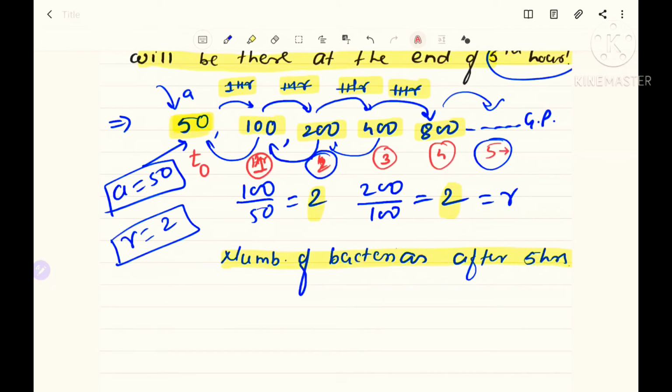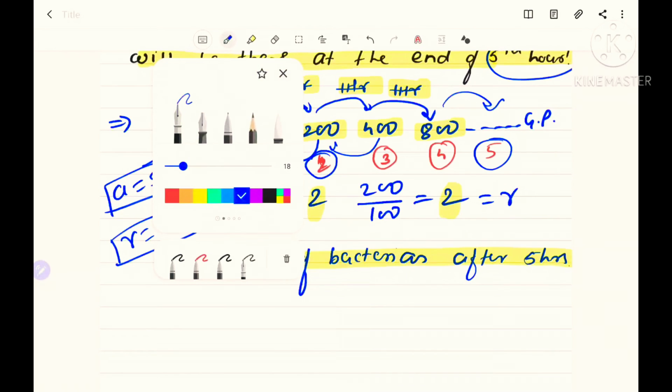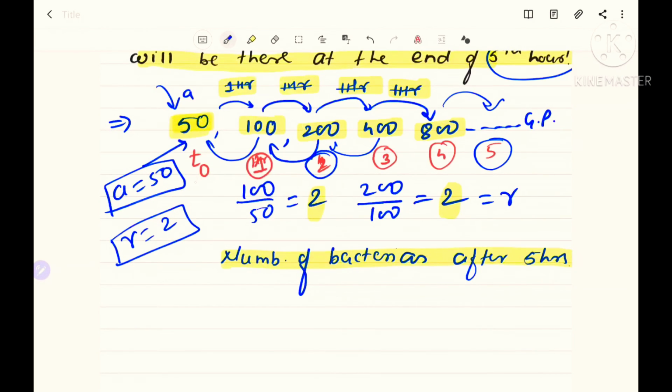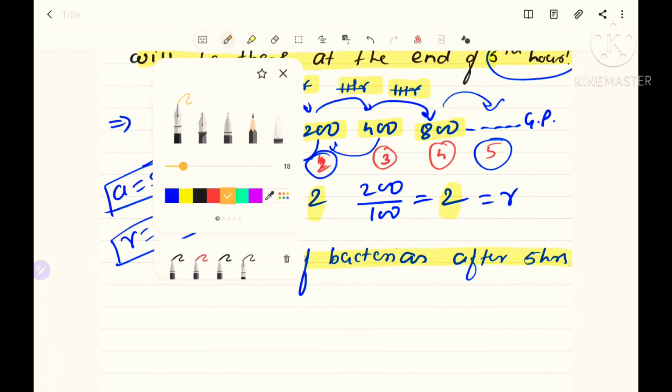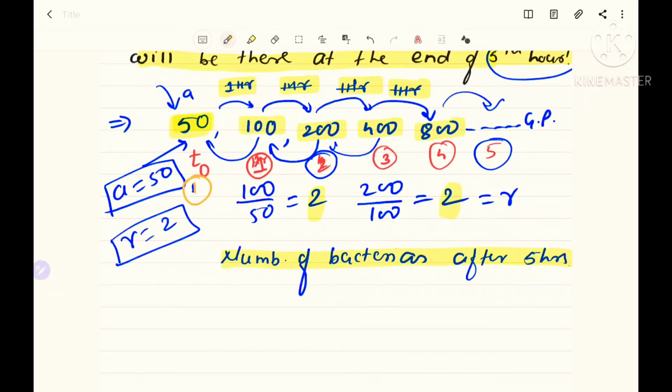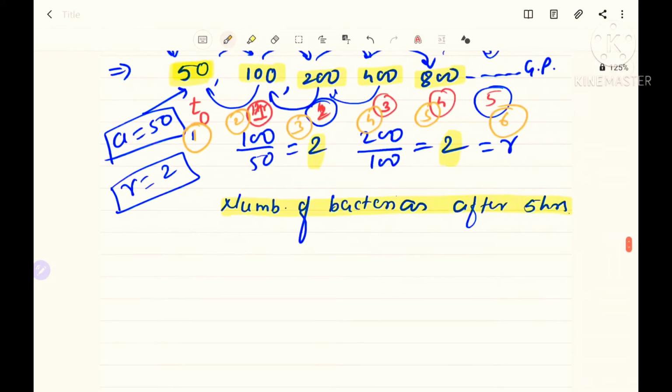And we want the situation after 5 hours. So technically, if you count here, I am counting with this 50. This is term number 1, this is term number 2, 3, 4, 5 and 6. So if you want the situation after 5 hours, you must find the 6th term of that sequence, right? So the requirement is the 6th term.